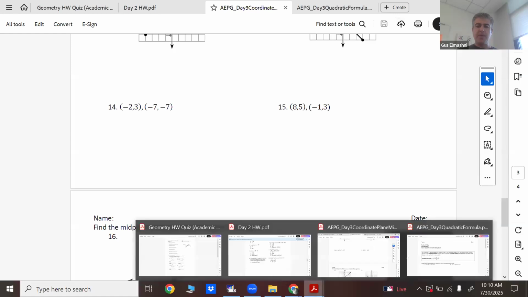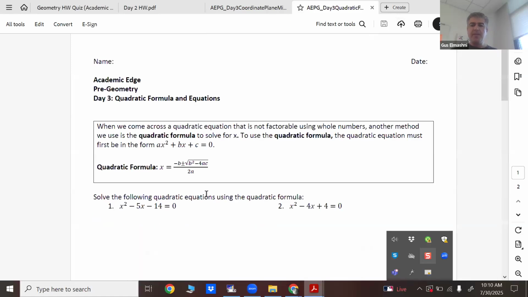All right, so let's talk about quad form. Here we go. The one thing about quad form is that it's kind of a guarantee. It's a secure way of getting the answer to a quadratic equation. You just plug in a formula, and you get the answer, right?